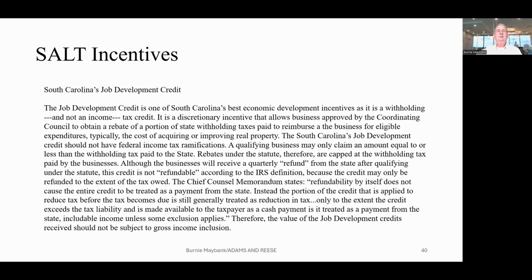It is not subject to taxation under the former or the current law, even though we style it as a "refund." It's not refundable according to the IRS's definition because the credit is limited to the extent of tax owed. You can't get more of a refund than what you've paid into taxes. So it just lowers your withholdings tax liability, and it should not be subject to gross income.